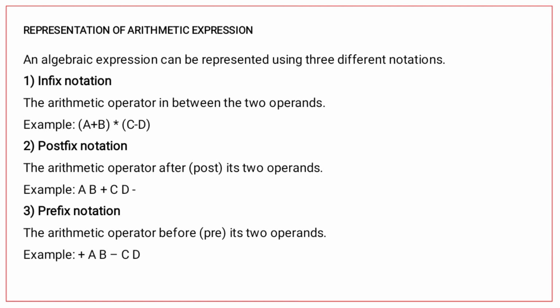Postfix is the form of an arithmetic expression in which we place the arithmetic operator after its two operands. The postfix notation is called suffix notation and is also referred to as reverse Polish notation. Example, AB plus CD minus. Prefix is the form of an arithmetic notation in which we fix the arithmetic operator before its two operands. The prefix notation is called Polish notation. For example, plus AB minus CD.